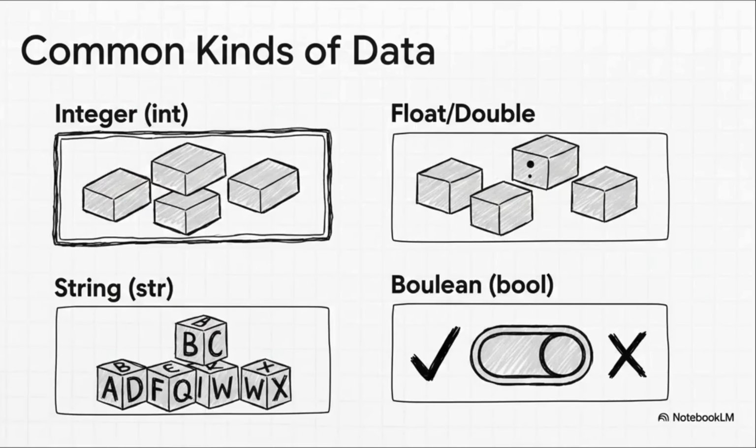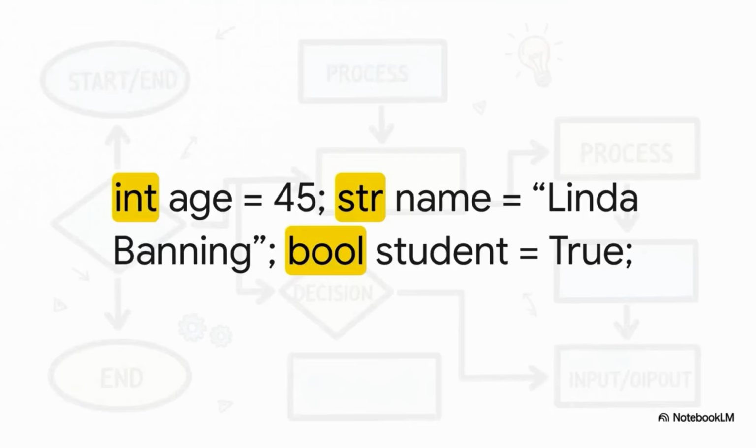You're going to run into four main types pretty much everywhere. We've got integers, and those are for whole numbers, like a count of something. Then there are floats or doubles, which are for any numbers with a decimal point, like a price. Strings are any kind of text from a single letter to a whole book. And finally, booleans, which are super simple. Their only job is to be either true or false. That's it.